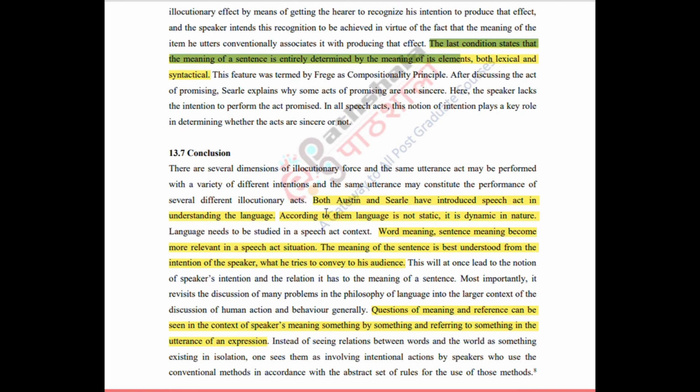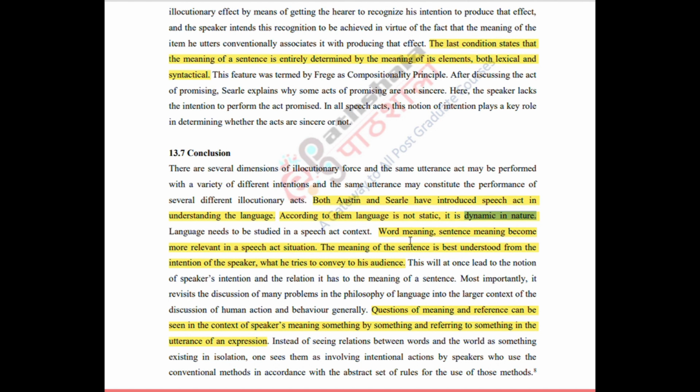So to conclude, we have seen about Austin and Searle. They have introduced Speech Act for understanding the language. What do they say? They say that language is not static, but dynamic. And in order to understand the language, we do not just have to know the proposition, the grammar, the structure, but we have to know more than that. And what is that more? That is a speech act.